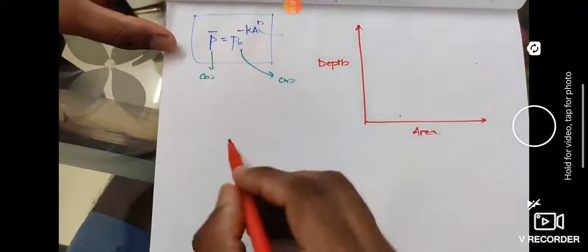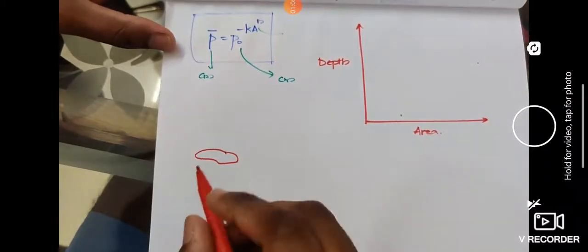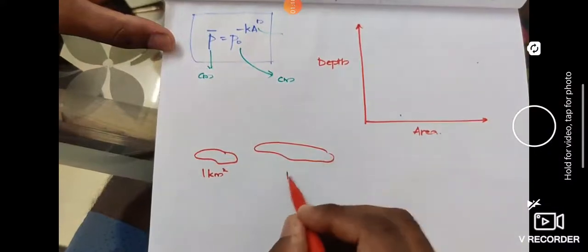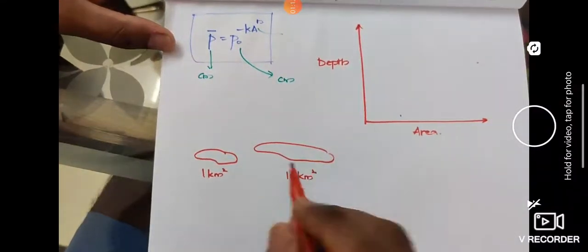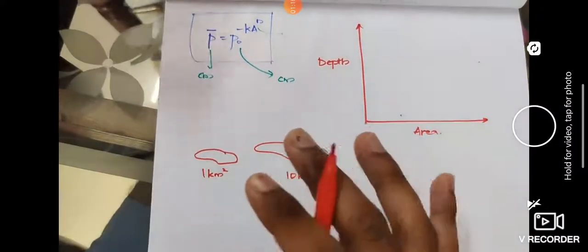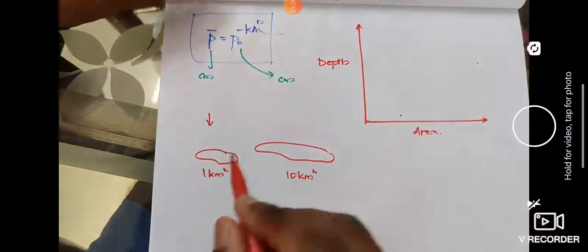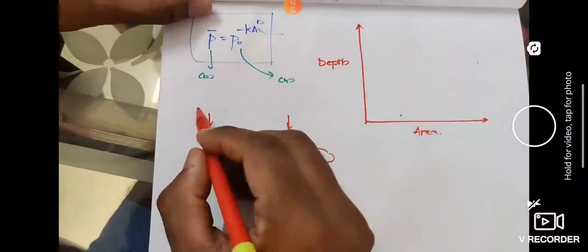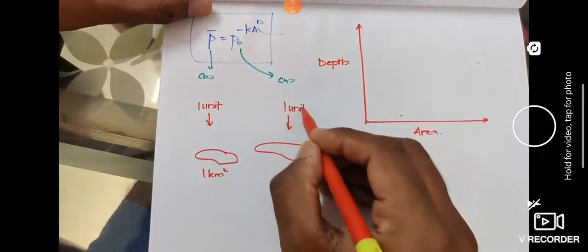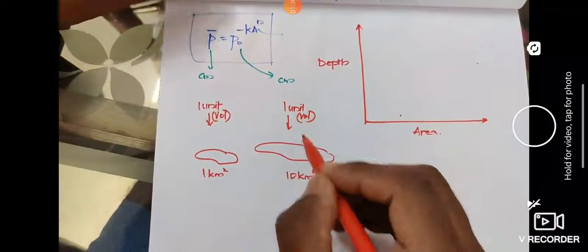See, what happens is, if I consider two catchment areas, one catchment area having 1 square kilometer and another catchment area having 10 square kilometers, and in both these areas the same quantity of rainfall is happening. Say for example, both are receiving 1 unit of rainfall. I'm talking about the volume of water, nothing else.